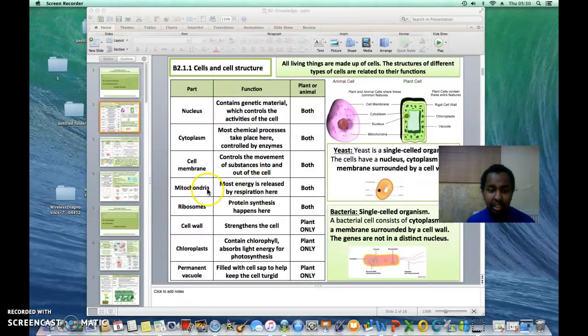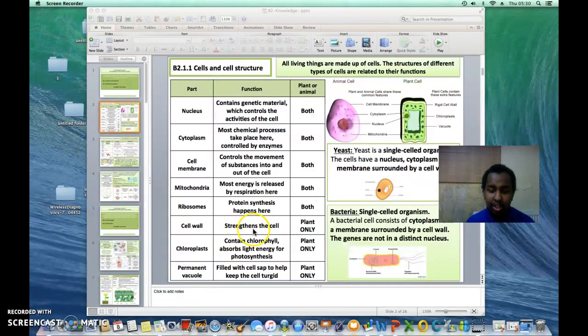Mitochondria. Mitochondria is where most energy is released by respiration. So this is where ATP is produced, where all the energy is produced. You can call it the energy factory of your body. That will be a good way to remember it. But please do not use these descriptions. These are the correct definitions. Memorize these. Anything I'm saying, I'm just trying to help you understand the words on this slide. So both plants and animal cells have them. Ribosomes, they produce proteins, and both of them have them.